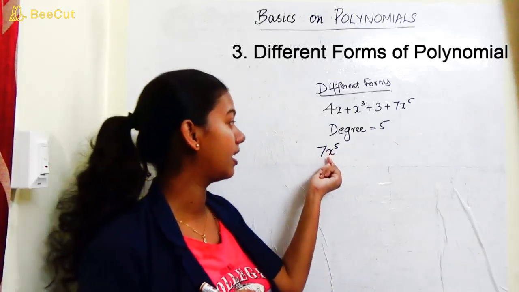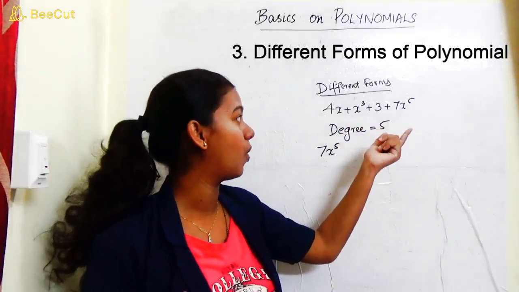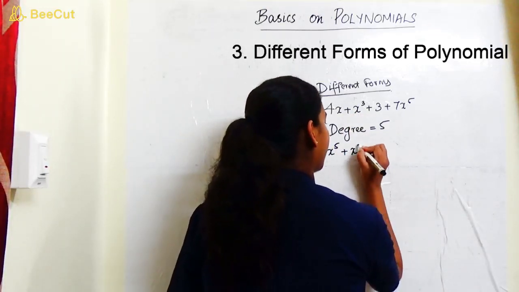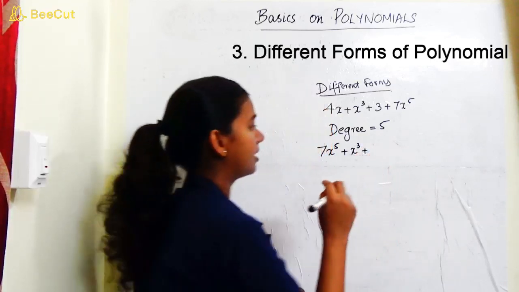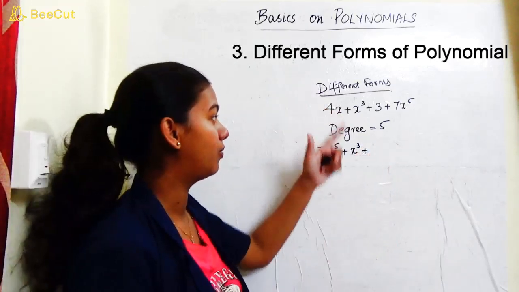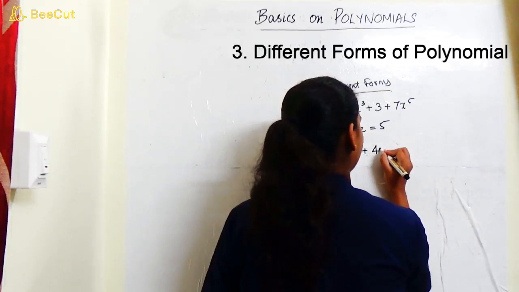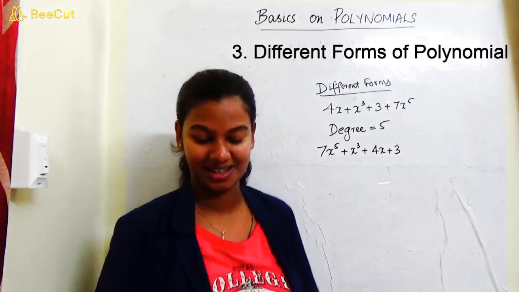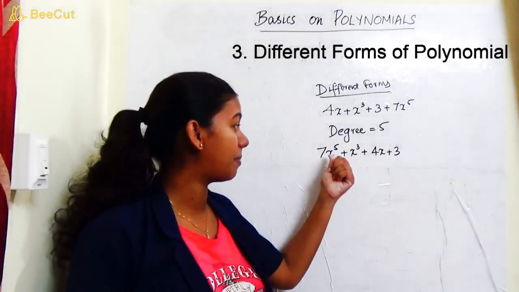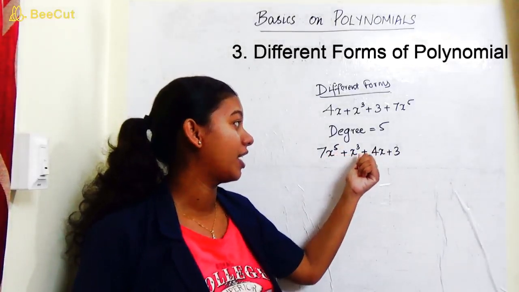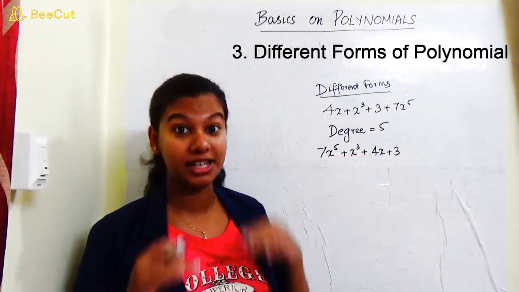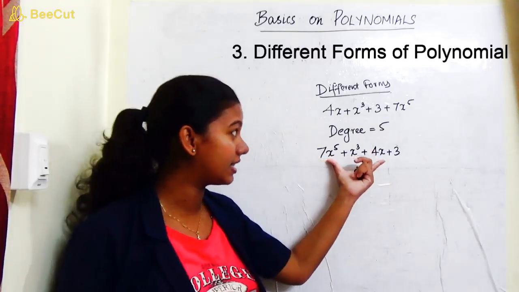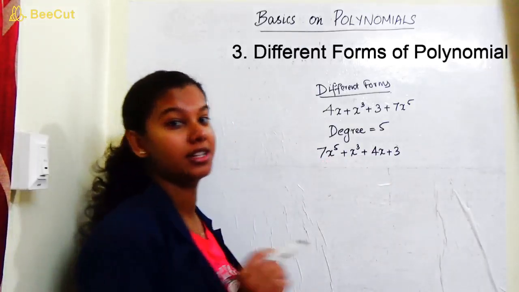So next is x raised to 4, is it there? No. X raised to 3 is there. So plus x raised to 3. Plus x square is not there. 4x is there. So plus 4x plus 3. So in this the terms are mentioned in decreasing order of powers of the variable, and this form is known as the standard form.